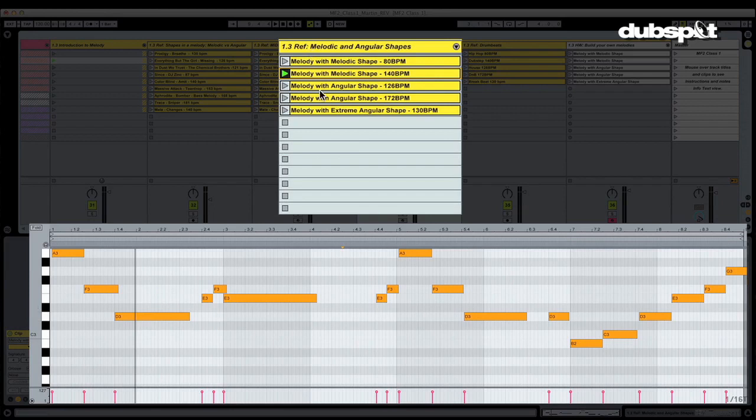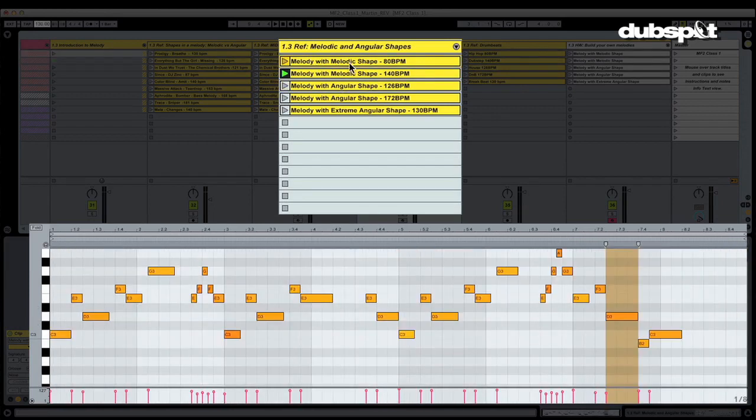If we look at another example of a melody with a melodic shape, there's one up here. See, the BPM is 80 BPM, so let me slow down the tempo of our project. And again, a melodic shape is going to utilize more stepwise and skipwise motion and not quite as much leapwise motion. So let's listen to this.